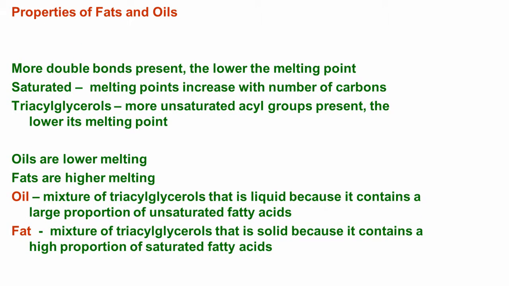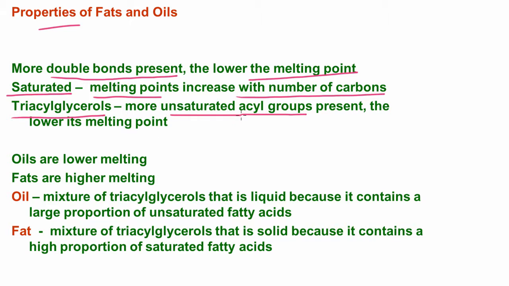Okay, so let's take a look at the properties of fats and oils. The more double bonds that are present in that hydrocarbon chain, the lower the melting point. So when we refer to saturated fats, we know that the melting points will increase with the number of carbon atoms in that chain. So for triglycerides or triacylglycerols, the more unsaturated acyl groups present, the lower the melting point. So the more unsaturated groups, the lower the melting point. So oils obviously are lower melting.